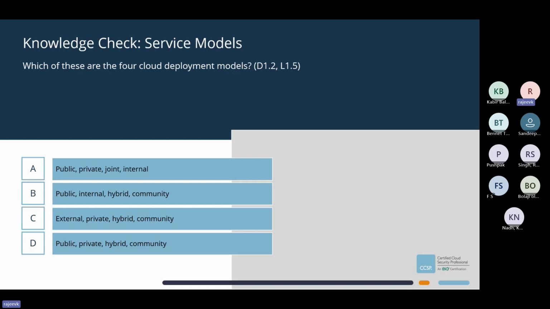So, quick question for you all. Which of these are the four cloud deployment models? I hope this is very straightforward for you all. So what is the correct answer?